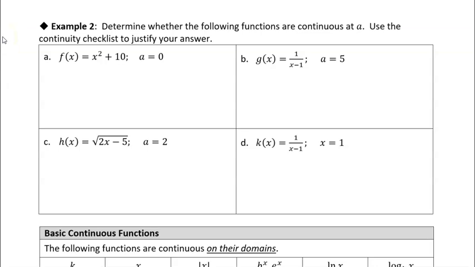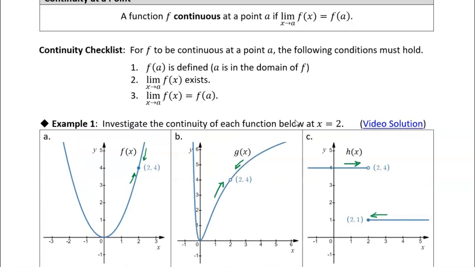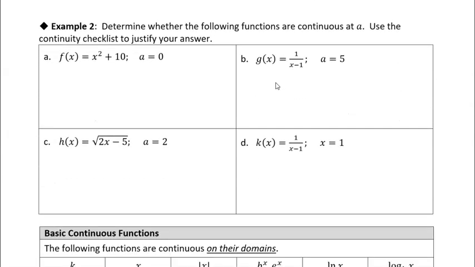In this example, we're asked to use the continuity checklist to determine whether the following functions are continuous at a given point. Okay, so let's recall what that checklist is. Let me just scroll back up here briefly. All right, f of a has to be defined, and the limit as x approaches a has to exist, and that limit has to be equal to the value of the function at a. All right, so let's take a look at this example now.